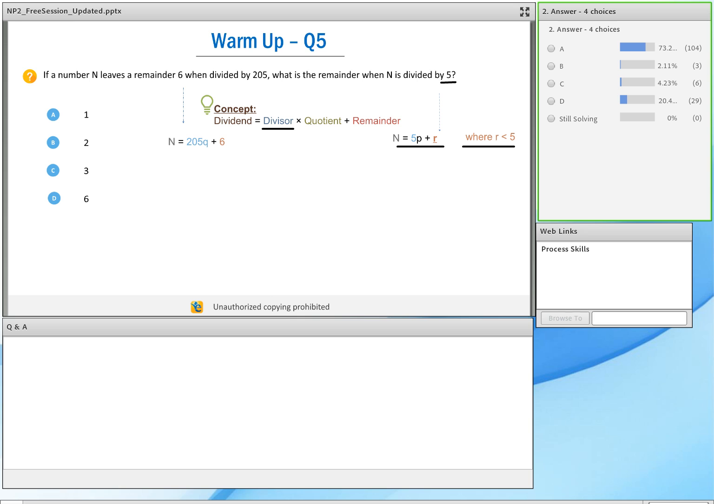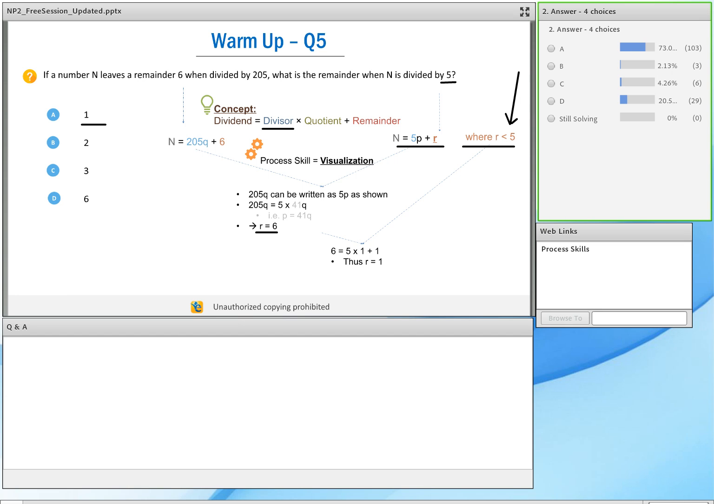Okay. What are we given? We are given n is 205q plus 6. Why? Because it leaves a remainder 6 when divided by 205. So we use our skill of visualization and say, okay, let's express 205q in terms of 5p. So we write down 205q as 5 times 41q. Then you might think that the remainder is 6. But remember, our constraint, and that's another process skill that we call applying constraint, is that the remainder has to be less than 5. So we combine these two things and we express 6 as 5 times 1 plus 1. Again, 5 times 1 is divisible by 5. So the remainder that's left is 1, which is choice A. Okay, and that's how we want to go about solving these questions.